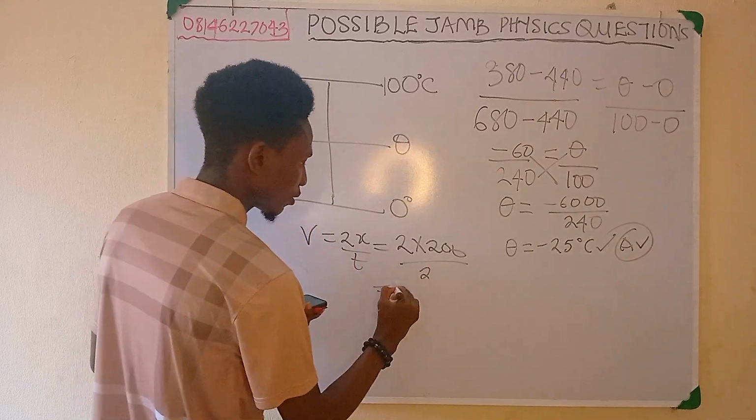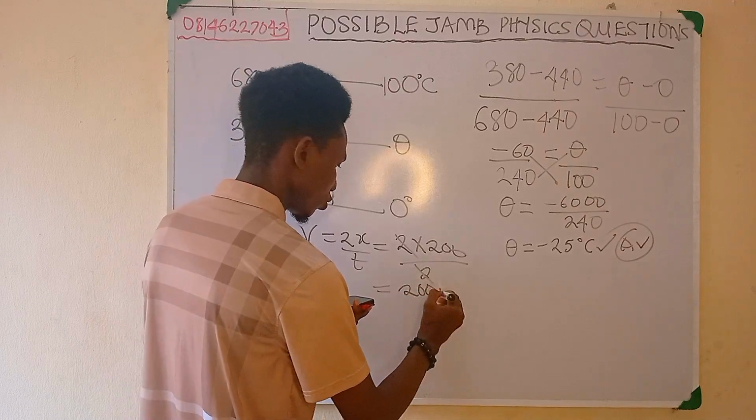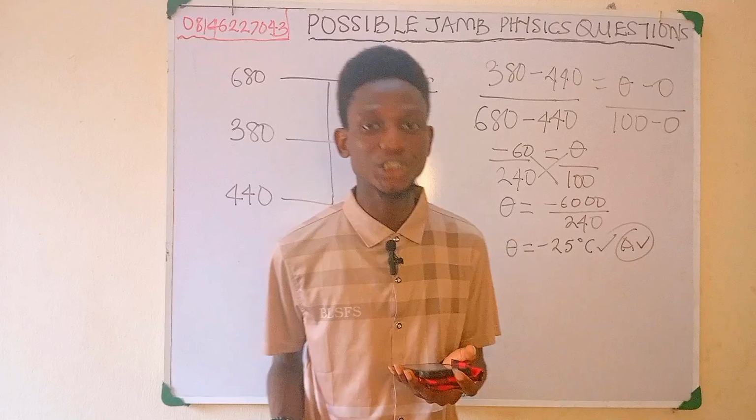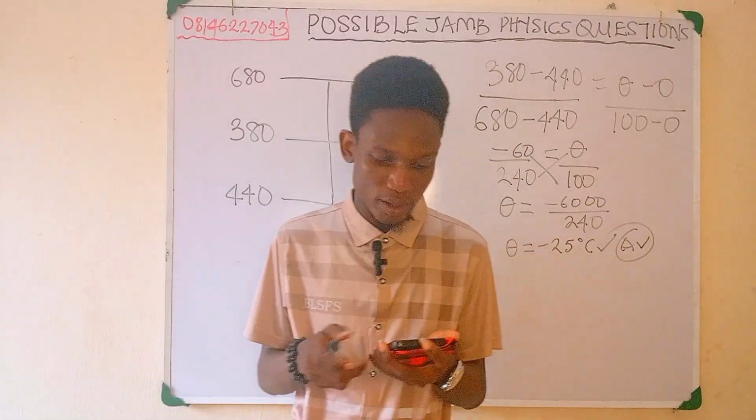2 seconds. So you have 2, we cancel 2. So you are left with automatically 200 meters per second. So you see, this question on echo is actually very simple. So just know the relation. So option A was correct.